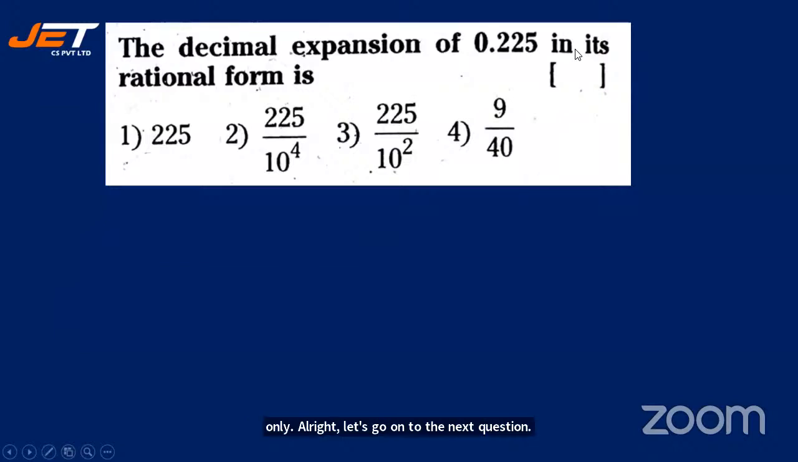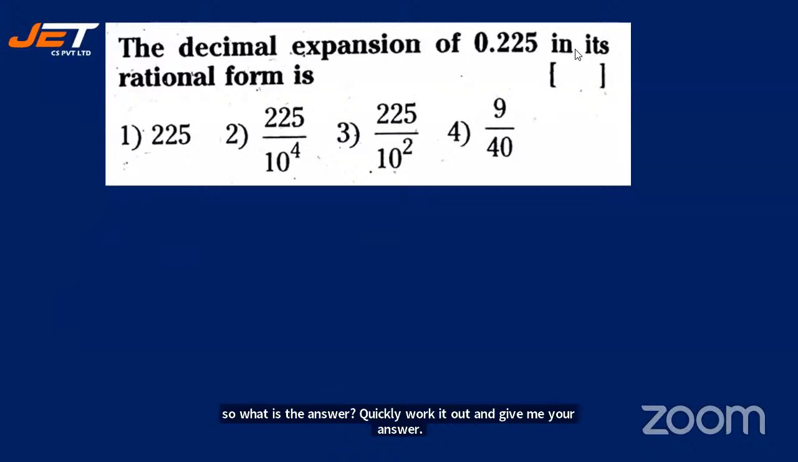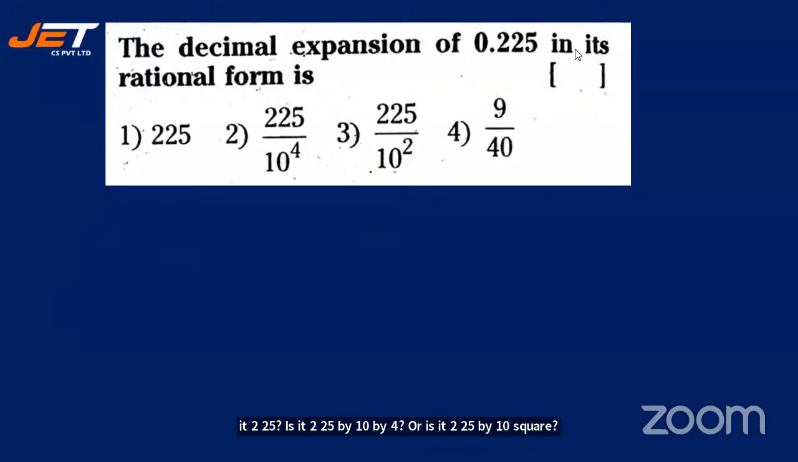The decimal expansion 0.225 in its rational form is dash. All right. So this is in decimal form. Make it into rational form, that is P by Q form. All right. So what is the answer? Quickly work it out and give me your answer. Is it 225? Is it 225 by 10 to the power 4? Or is it 225 by 10 square? Or is it 9 by 40? I'm sure this requires 45 seconds. So quickly work it out. Give me your answer. Don't use calculators. Use only your pencil and paper.